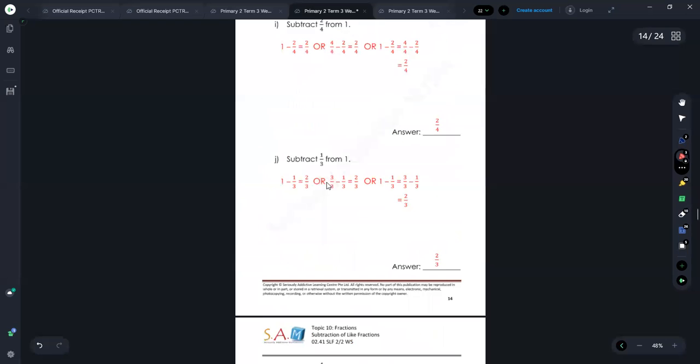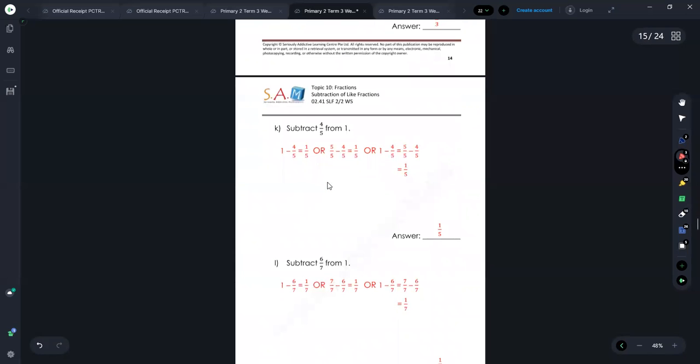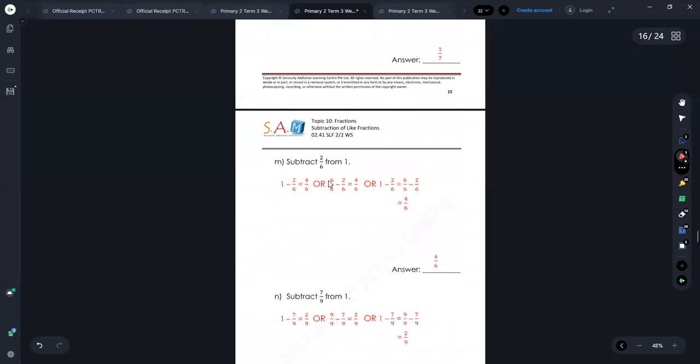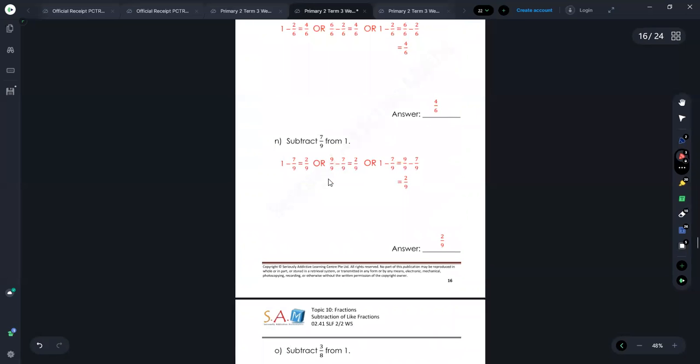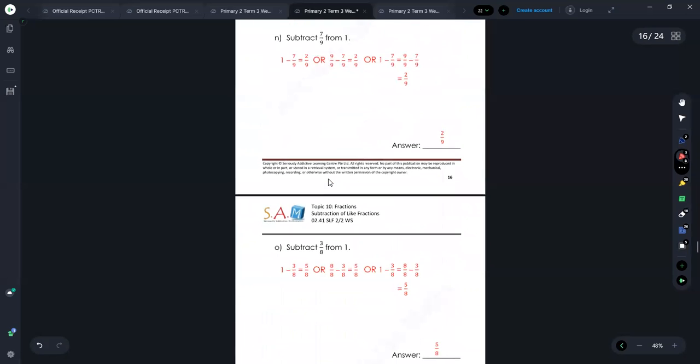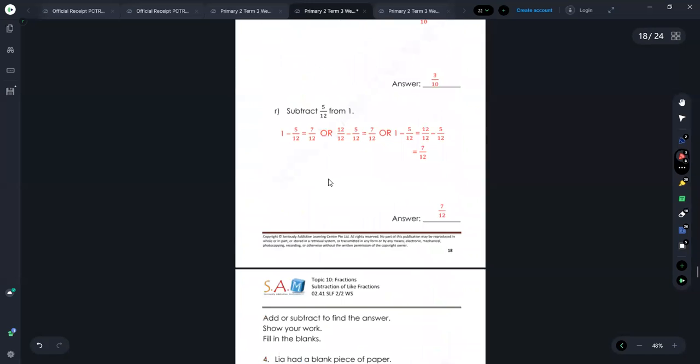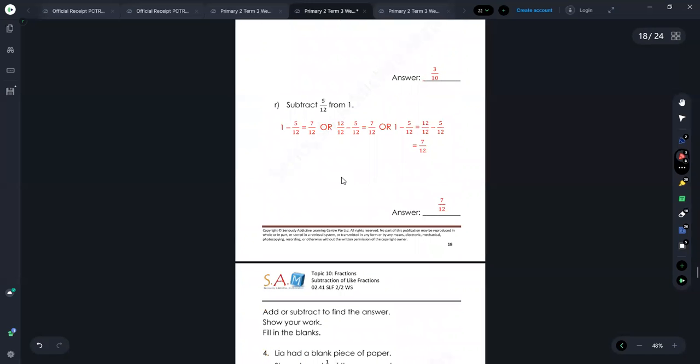Okay, and then I would say that you skip, and perhaps do a question on, let's see, question 18. Oh, sorry, not question 18, page 18. Question R. Okay, so they have the right equation, 1 whole minus 5 out of 12. If they can get it, that is 7 out of 12, then so be it.